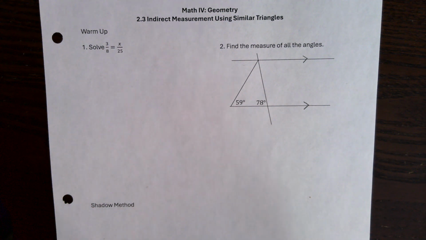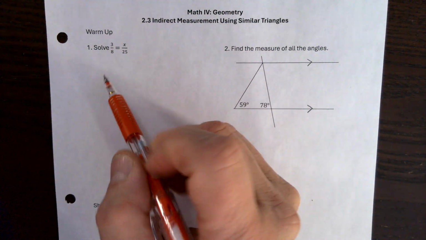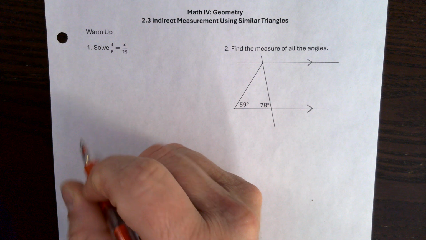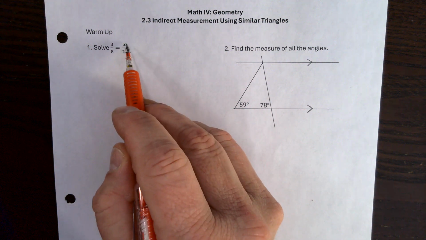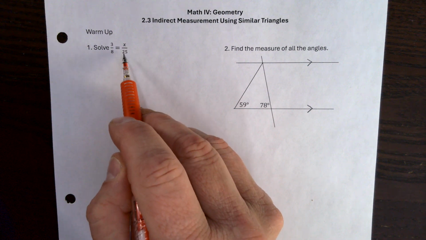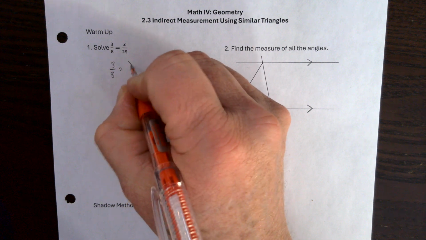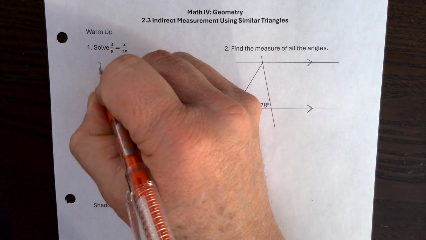Okay, so you should have these two problems done. We'll go ahead and work these through together. This first one here is just a problem solving, finding the value of the variable in a proportion. One of the easy ways to do that, we want to get x by itself, so we have to clear this fraction. We clear fractions by multiplying by the denominator. So we'll have 3/8 equals x over 25, and we'll multiply 25 to both sides.